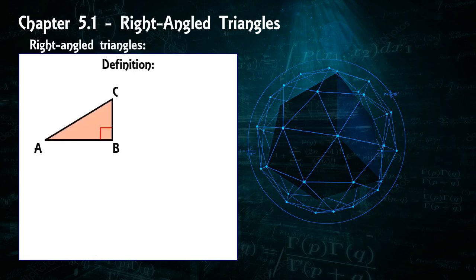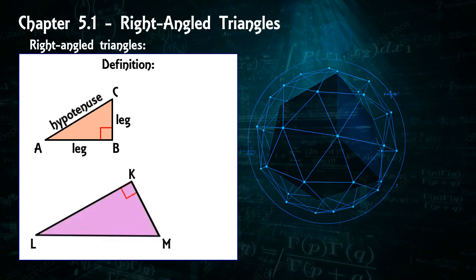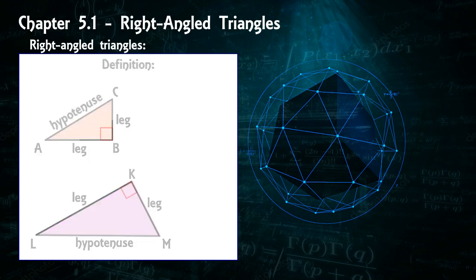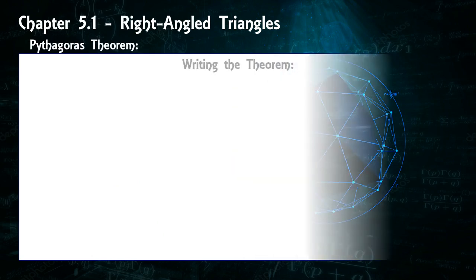This here is triangle ABC, with angle B equal to 90 degrees. The side opposite of the right angle is called the hypotenuse, or longest side. The other sides form the right angle and are called the legs. And this is triangle KLM with angle K equal to 90 degrees. That means that KL and KM are the legs and LM is the hypotenuse of the triangle. Understood? Perfect. Then on to the last part of the paragraph, writing the theorem for a triangle.